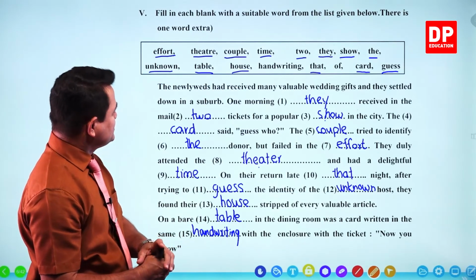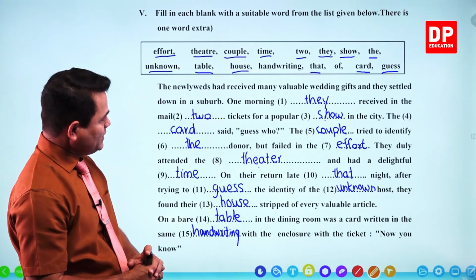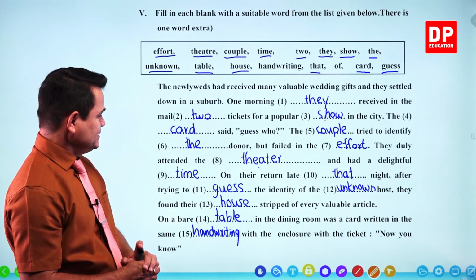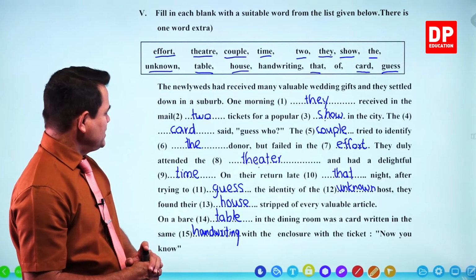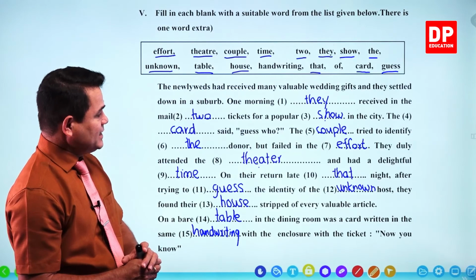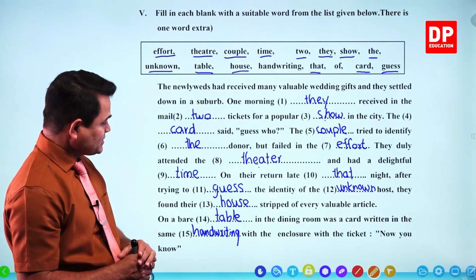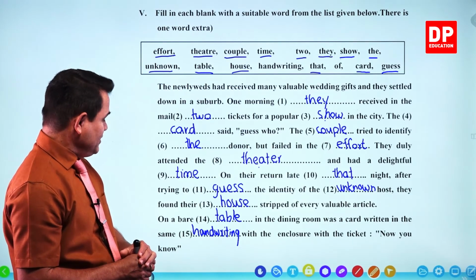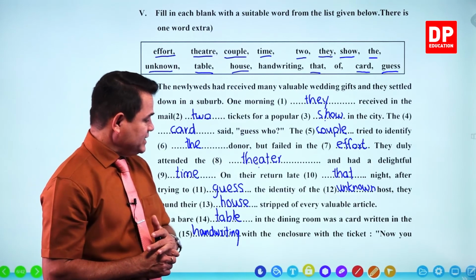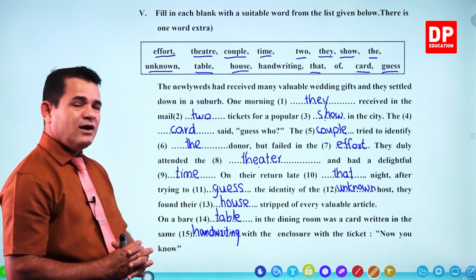The newlyweds had received many valuable wedding gifts and they settled down in a suburb. One morning they received in the mail two tickets for a popular show in the city. The card said, Guess who? The couple tried to identify the donor but failed in the effort. They duly attended the theater and had a delightful time. On their return late that night, after trying to guess the identity of the unknown host, they found their house stripped of every valuable article. On a bare table in the dining room was a card written in the same handwriting as the one enclosed with the ticket, Now you know.